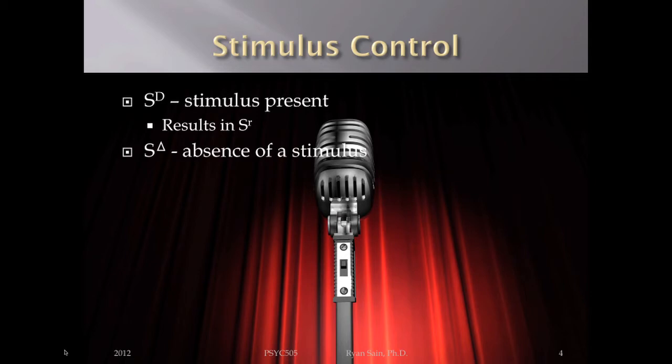This is called an S delta. This is signaling an absence of a stimulus. An absence of a stimulus basically results in no reinforcement. So an S delta is signaling that in this particular scenario, a response is not going to get you reinforced. You're not going to get any reinforcement for it.